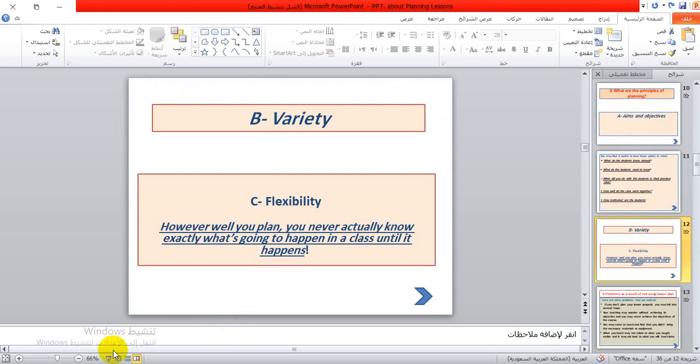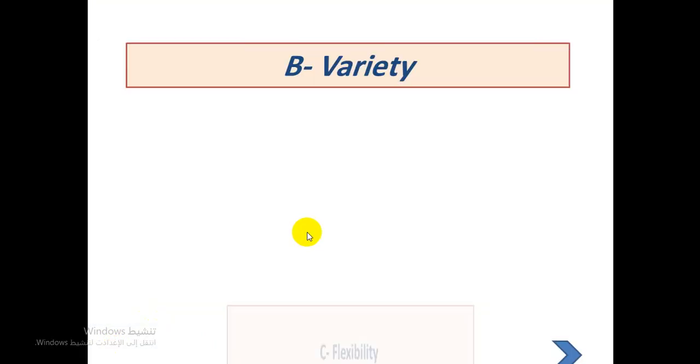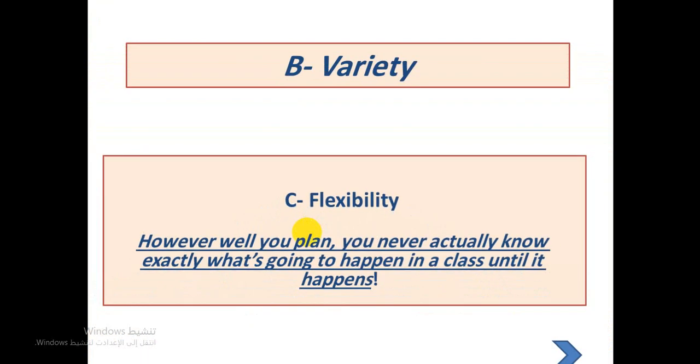Yes, here we have variety. The second principle here is variety. As we have seen, it is important to try and keep the students engaged and interested. Providing variety in a lesson is a way of achieving this interest. Repeating the same kinds of exercises can become demotivating for students. Where possible, it's a good idea to try to vary the kinds of activities, materials, and interactions.